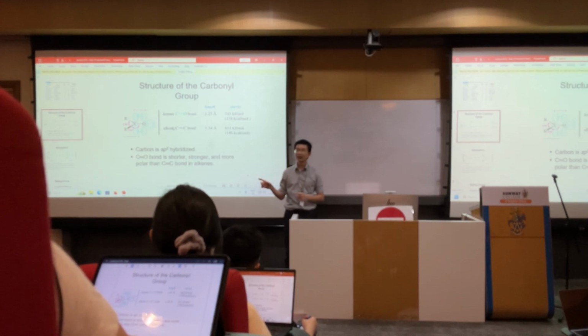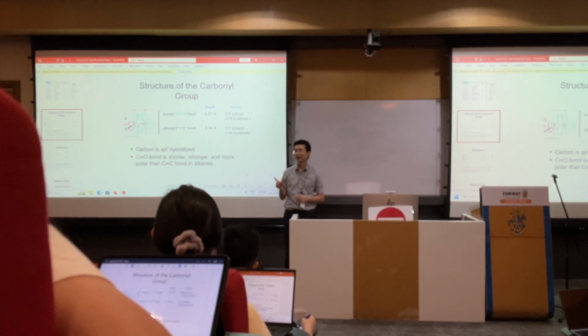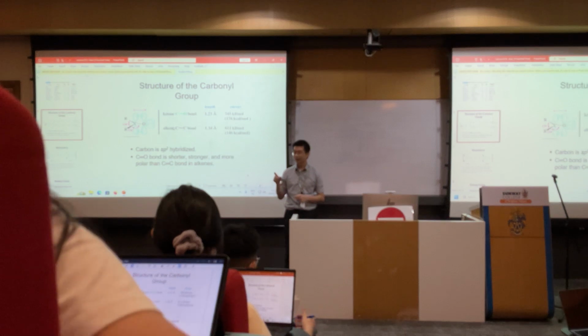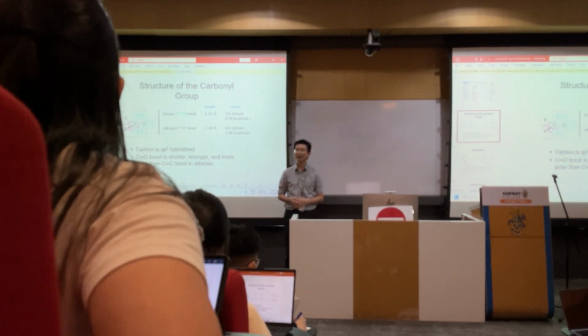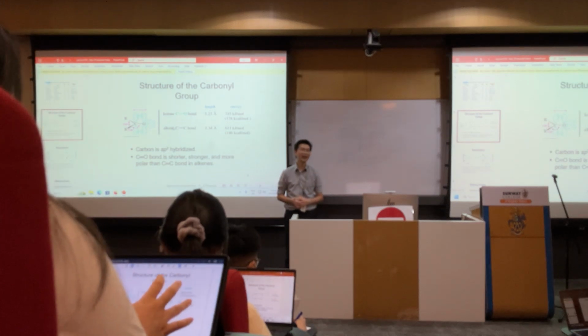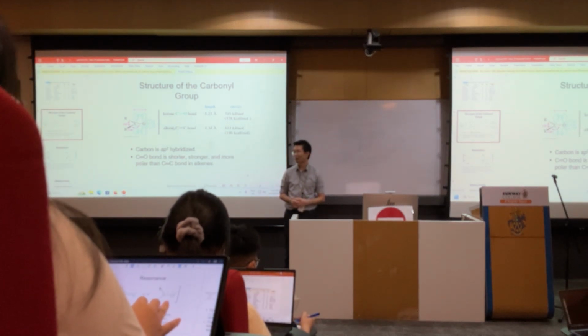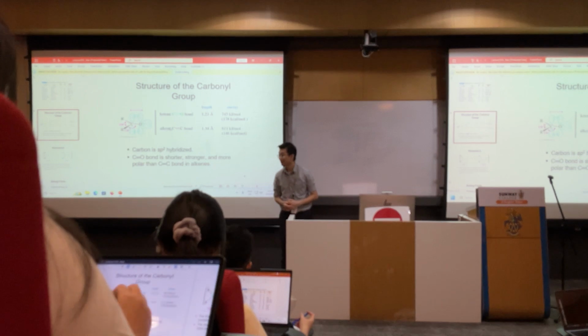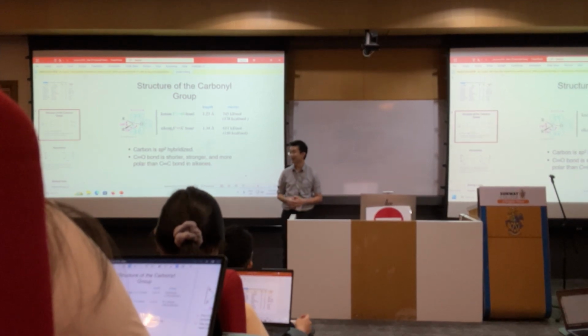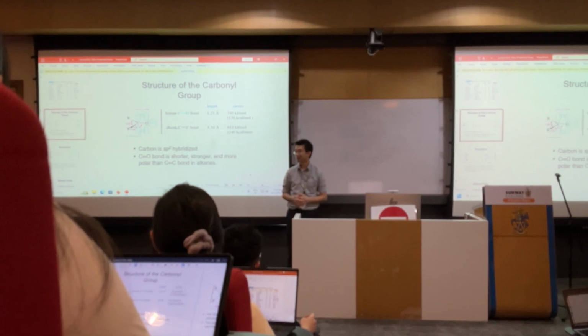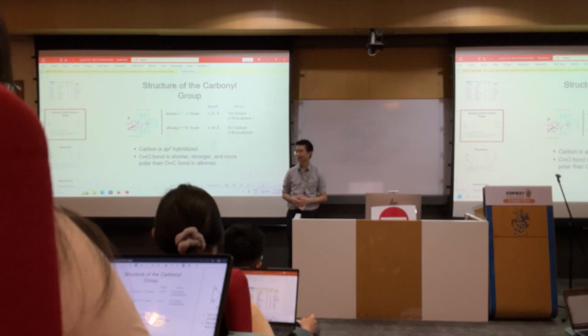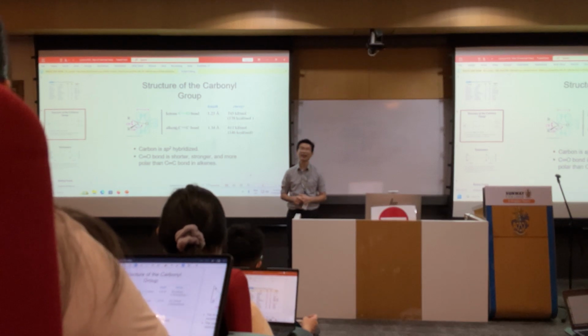So what do you think the melting point of an alkene with a similar number of carbons is? Let's say we are comparing an alkene, ethane, ethanol, and also ethanal. Which one do you think has the higher melting point? Ethanol, why? Okay. Anyone with a different answer?